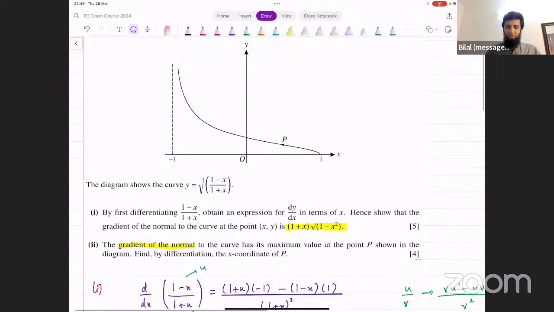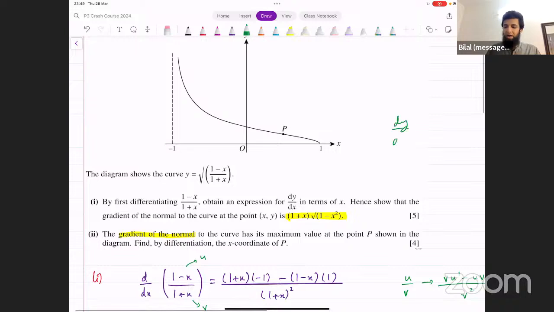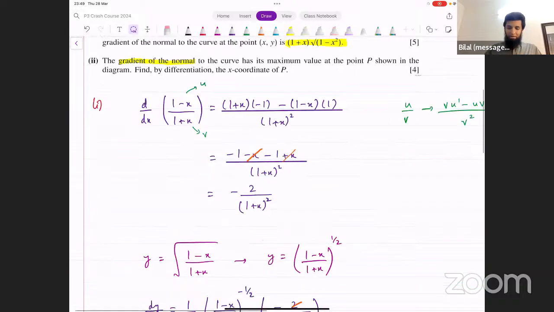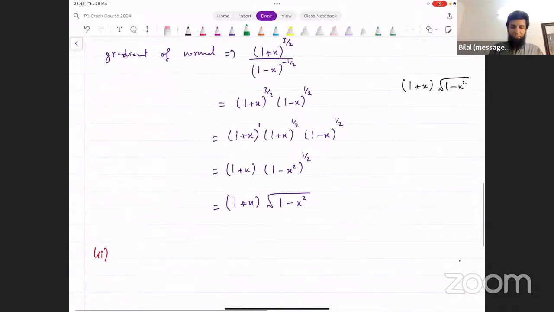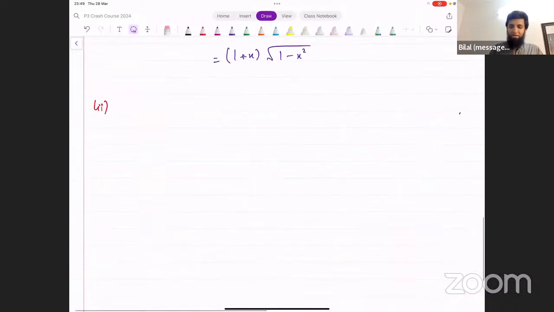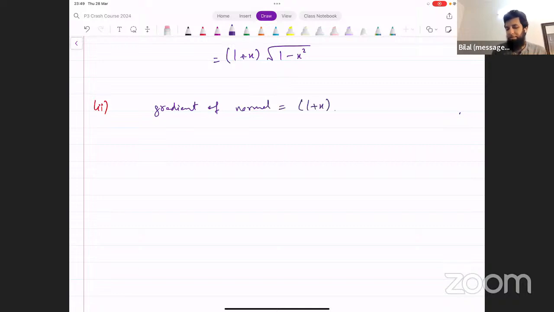So first thing, don't put dy over dx equal to 0. That would not be correct. So what do we do instead? Let's try to understand that. In the previous part, we found the gradient of the normal, that is equal to 1 plus x into square root of 1 minus x squared. This is the gradient of the normal.